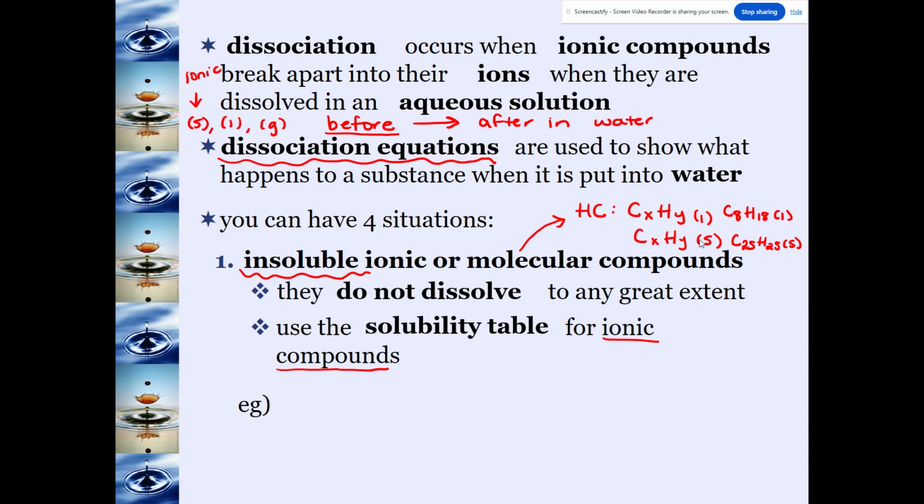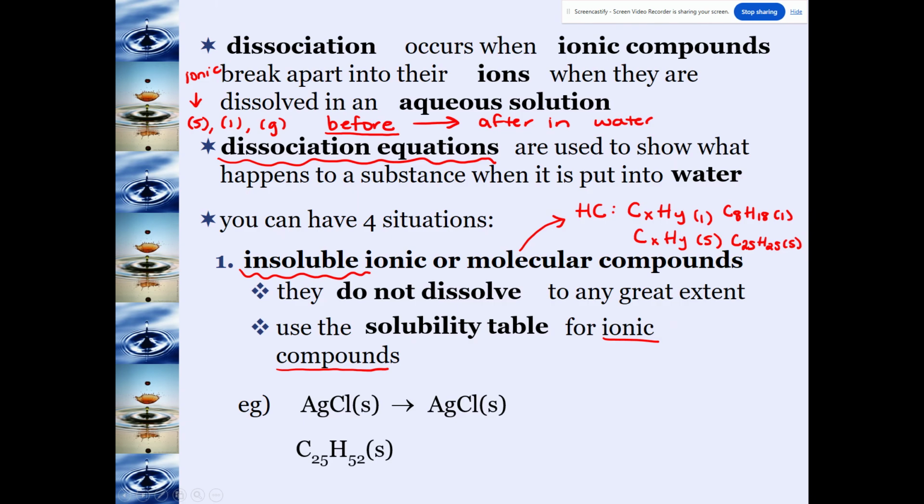So how do we show a dissociation equation for an insoluble compound, whether it's ionic or molecular? It follows the same process. I write the formula of my compound again before it's in water. All ionic compounds start solid before they're in water. Then I put an arrow and I show that once it's in water, there is no change. Okay? The compound stays the exact same compound, it doesn't break apart, and the state stays the same. It starts as a solid, it ends as a solid. Okay? If it is insoluble, that is how you show a dissociation equation.